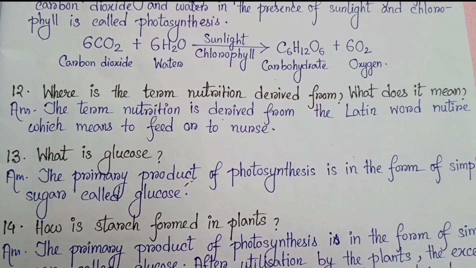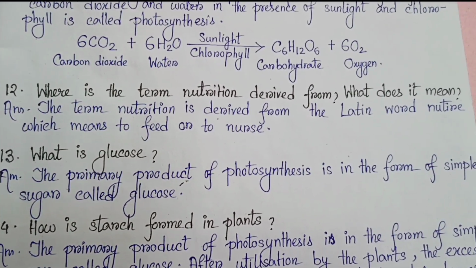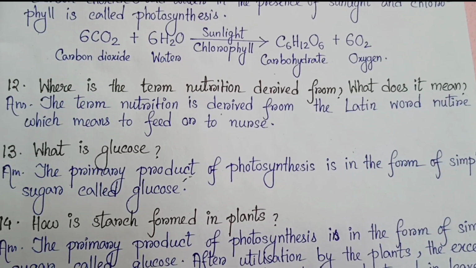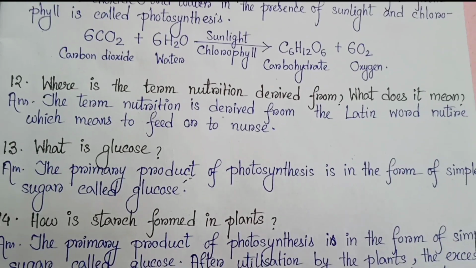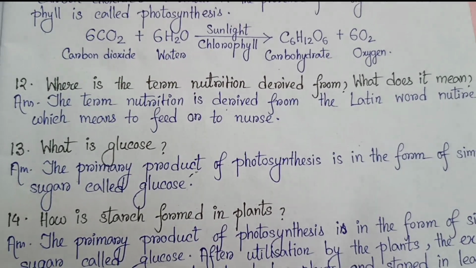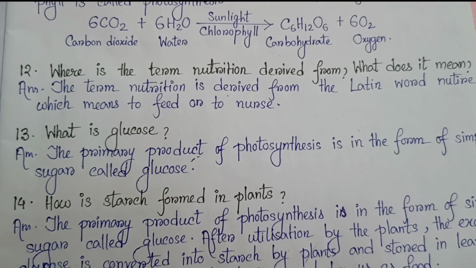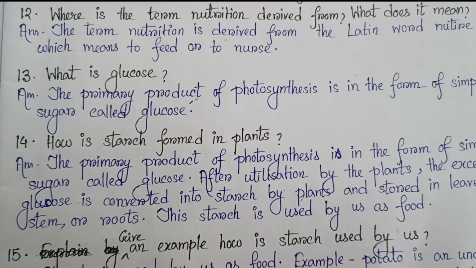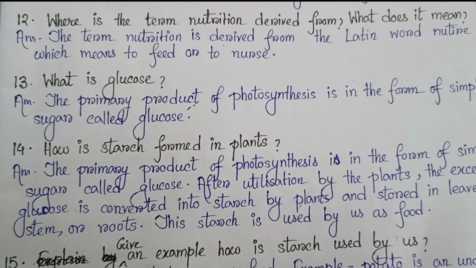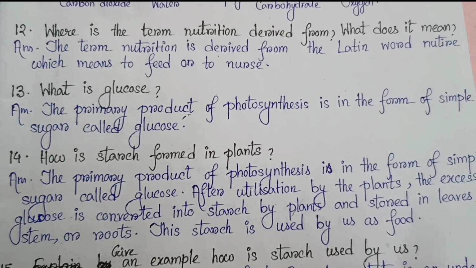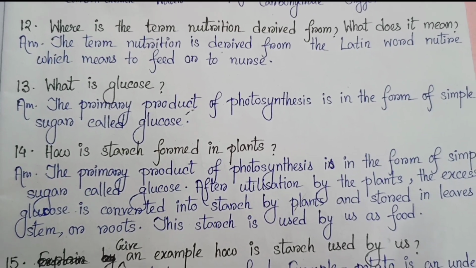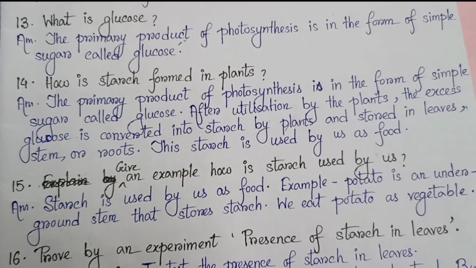Number 12. Where is the term nutrition derived from? What does it mean? The term nutrition is derived from the Latin word nutrire, which means to feed or to nurse. Number 13. What is glucose? The primary product of photosynthesis is in the form of simple sugar called glucose.